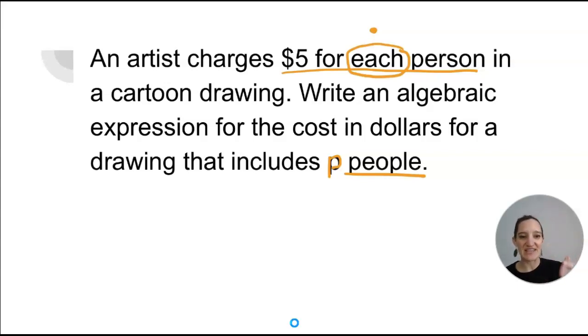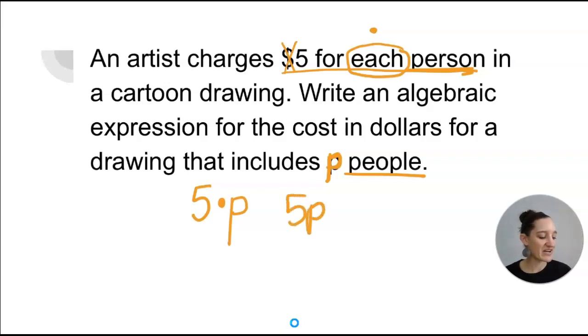It is $5 for each person. That means every single person is going to be $5. That means that we're going to times. Now, when we write this algebraic expression, we don't really need the dollar sign. So it's just going to be 5 for each. We don't know how many people, so we're just going to put a P. Okay, we don't know how many people, which is why they gave us the variable P. I could write it like that, or I could just write it like this, 5P.